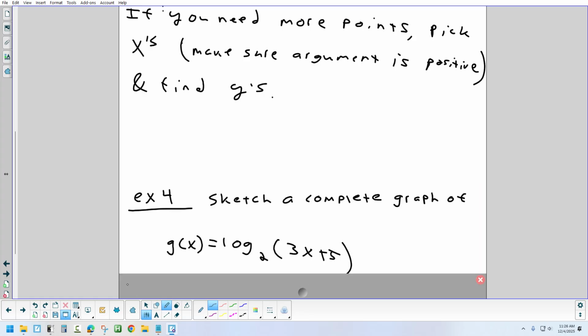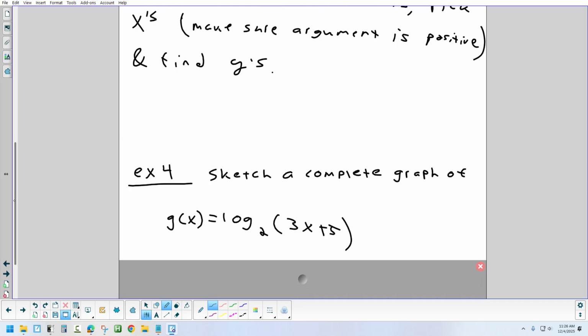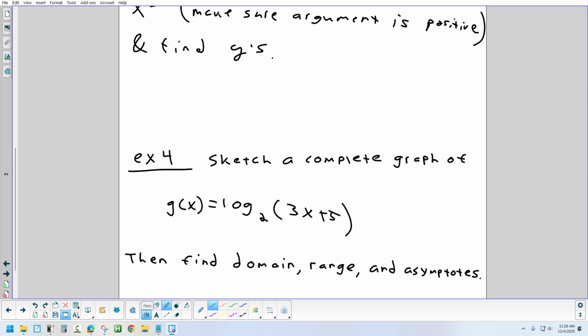All right, so let's try to sketch this one. So g of x equals log base 2 of 3x plus 5. Okay, so we'll do that sketch, and then we'll find the domain, range, and asymptotes. We need the asymptote anyway to do the sketch, so that's not really any extra work. We don't need the domain and the range to do a sketch, so it's a little bit extra work.